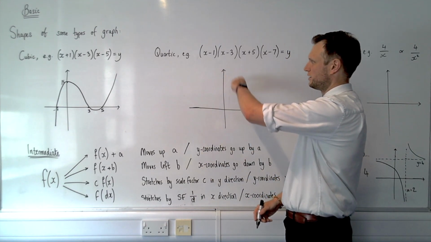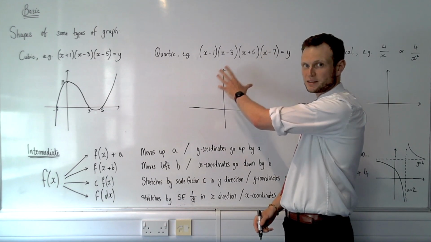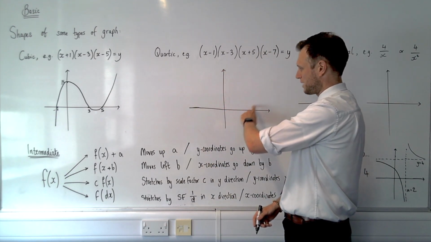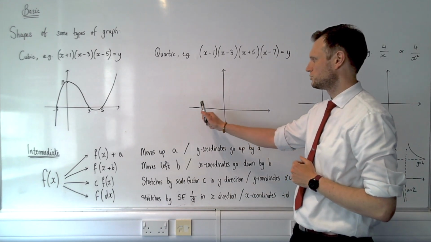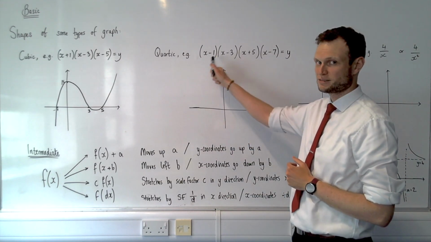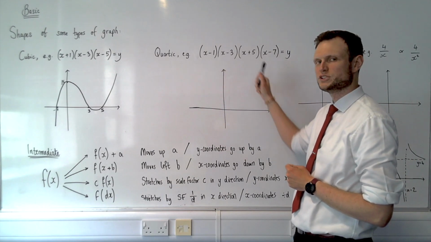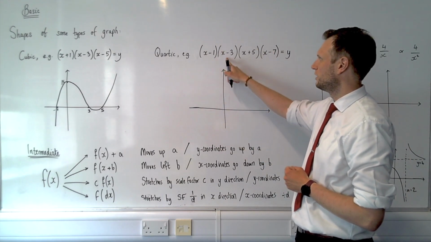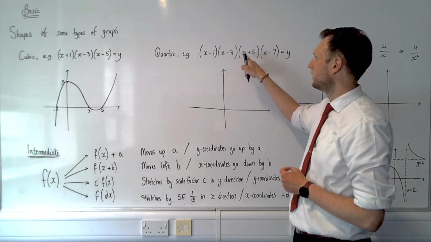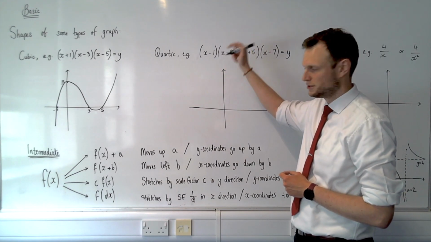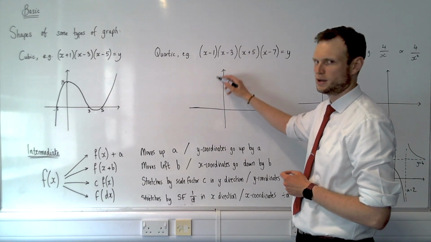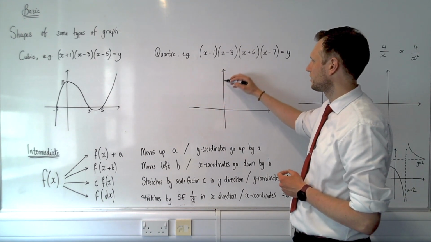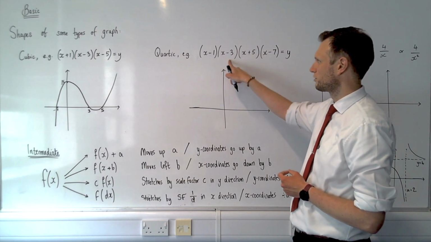It could do all of the W shape above the x-axis, but it could cross it once, twice, and then bounce off, in which case you'd have 2 brackets different, and then 1 which is repeated, so you'd have a squared. So if you get, say, x minus 1, x minus 3, and then x plus 5 squared, then that would touch x is equal to minus 5, then go up and then go down and back through 1 and 3.